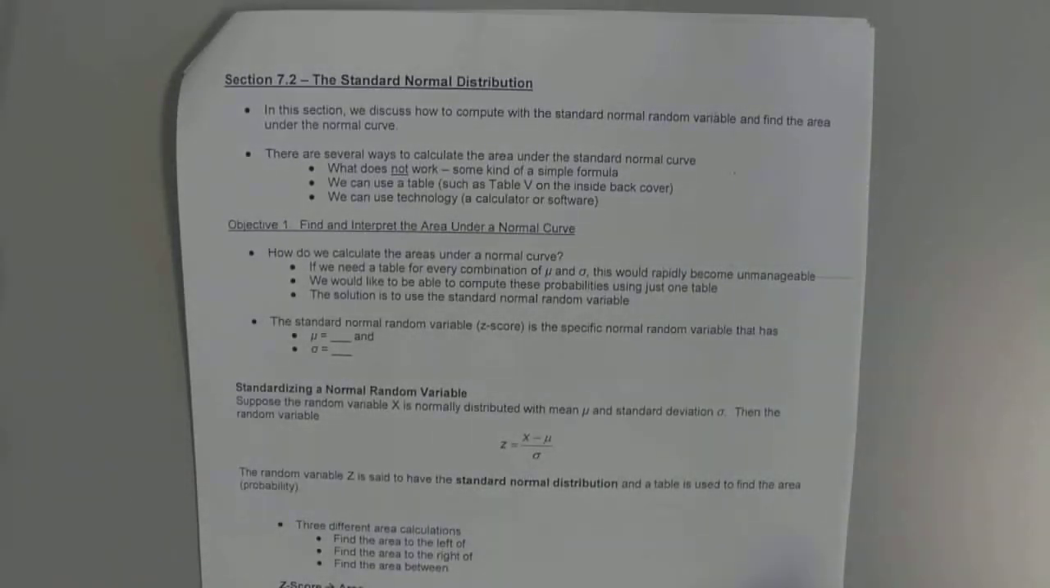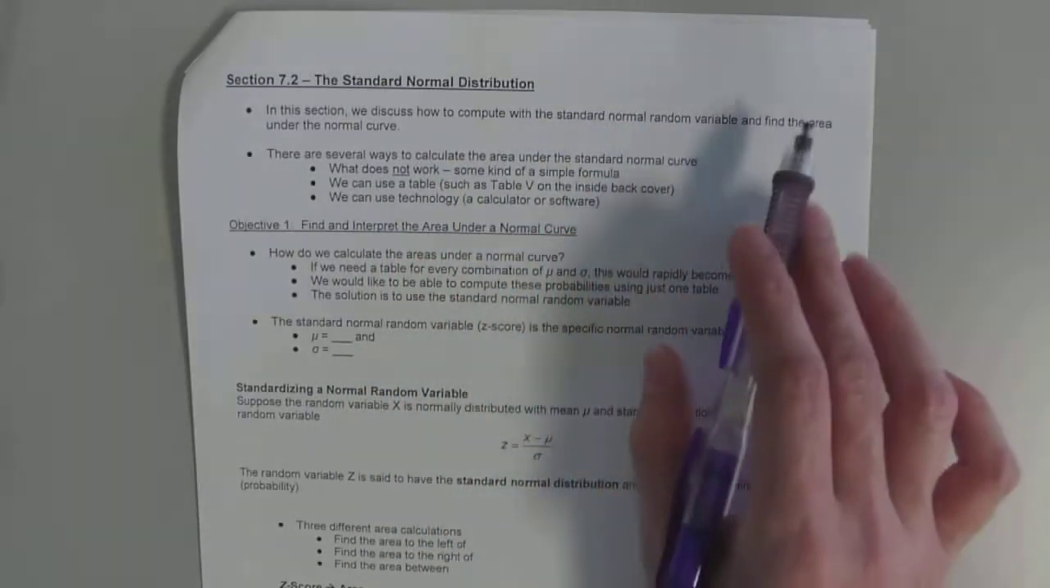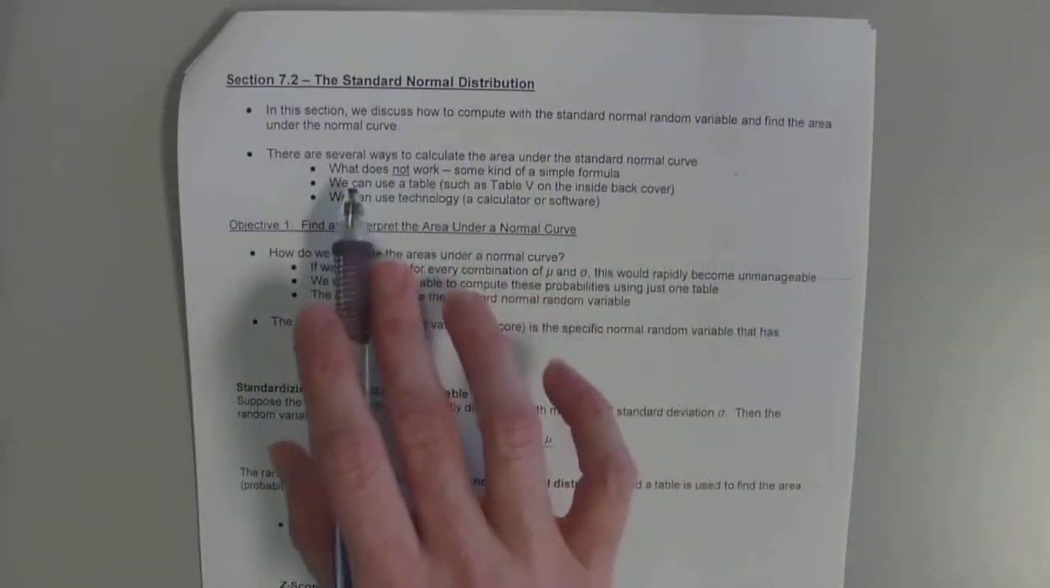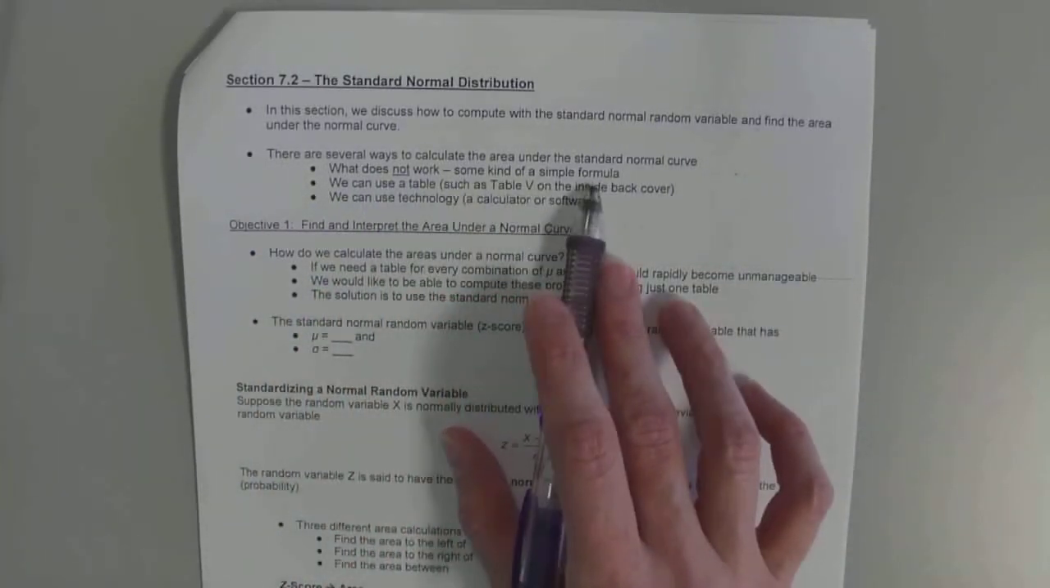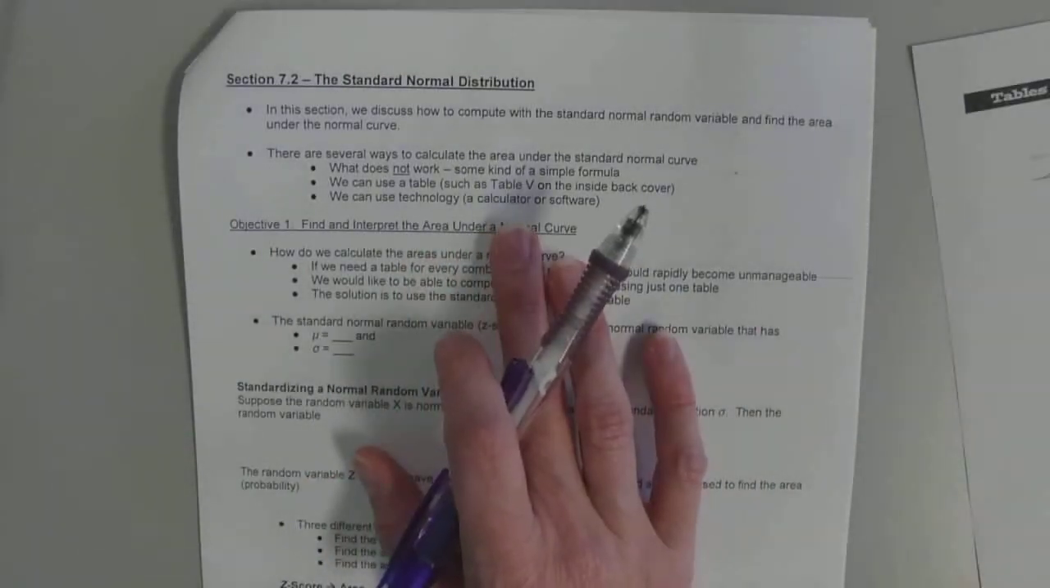Looking at 7.2, it just says, in this section we'll discuss how to compute the standard normal random variable and finding the area under the curve. That's going to be the key thing. There are several ways to do it. What doesn't work is some kind of simple formula. We can use a table like I have, or technology, which is a calculator or software.